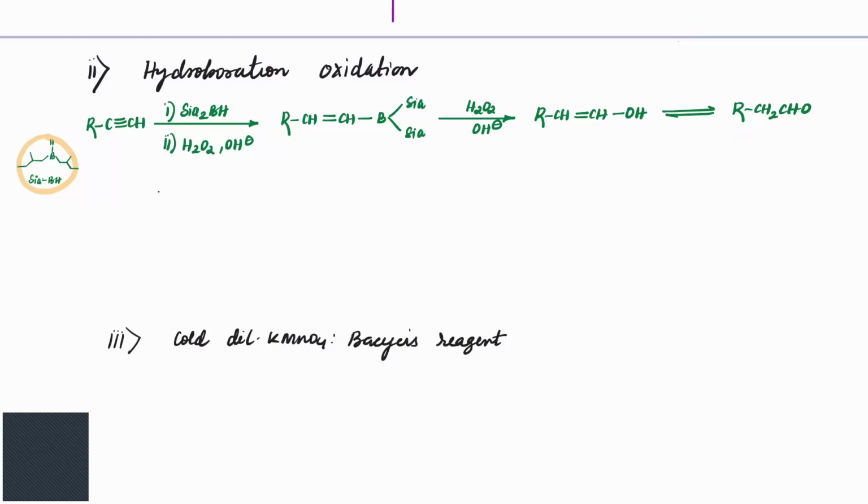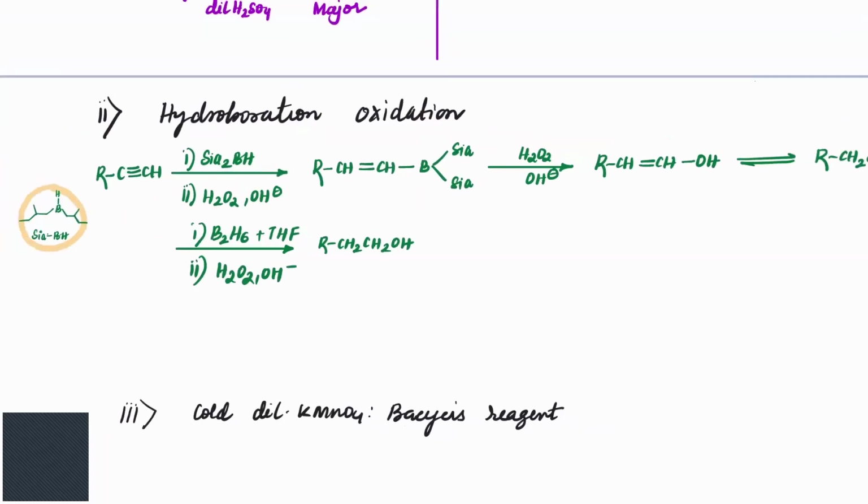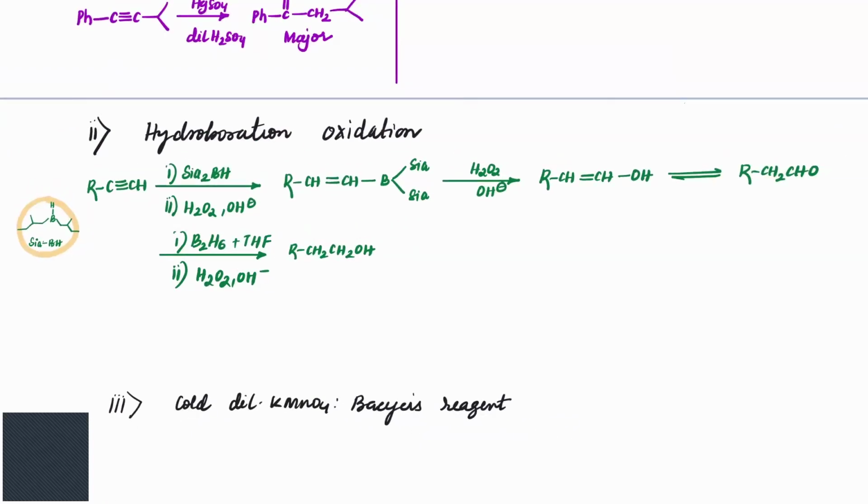But in case I was taking B2H6, like if you take B2H6 in THF, which was the actual hydroboration oxidation reagent, followed by H2O2 and OH minus, in such case, the last product would be alcohol, RCH2CH2OH. Complete reaction would happen again. Got it? Just a second.